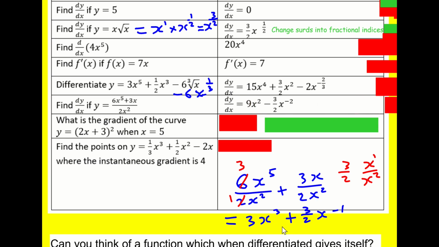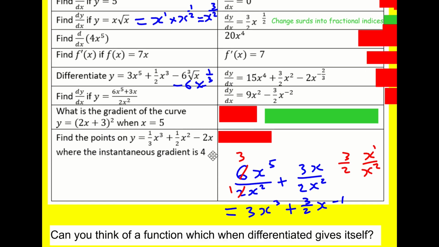Here's what you get. You differentiate. We're going to get 9x squared minus 3 over 2x to the minus 1. So be really careful here. I've times by minus 1, and then I've lowered the power to minus 2, but hopefully you're happy with that. Okay, last two. What is the gradient of the curve (2x plus 3) squared when x is equal to 5?